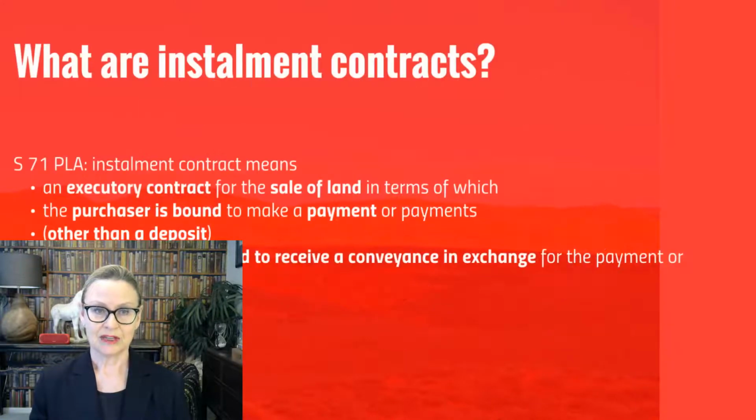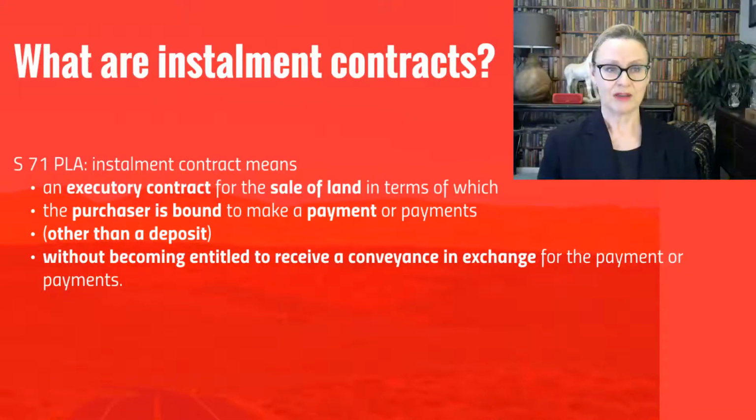So looking at the nature of instalment contracts, what are they? Well, they are defined in Section 71 of the Property Law Act as executory contracts for the sale of land, whereby the purchaser is bound to make a payment other than a deposit without becoming entitled to receive a conveyance in exchange. That's the ticket down the bottom there. That's what really sets these kinds of contract apart.